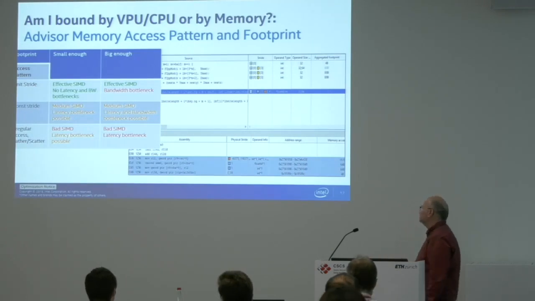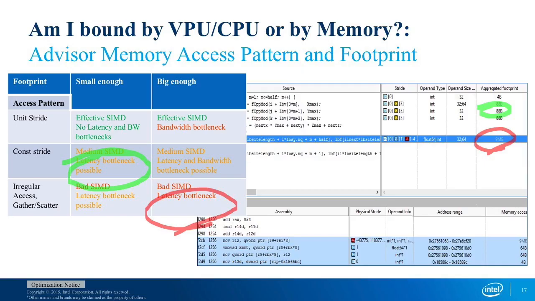Here are some metrics that show you the footprint. Here you have the unit stride, the fixed stride, and here you have the irregular access. If it's small enough, then everything should work fine. Here, if it's a big vector, you might run into bandwidth bottlenecks. Probably you have to use some kind of blocking or other strategies to cope with this memory access.